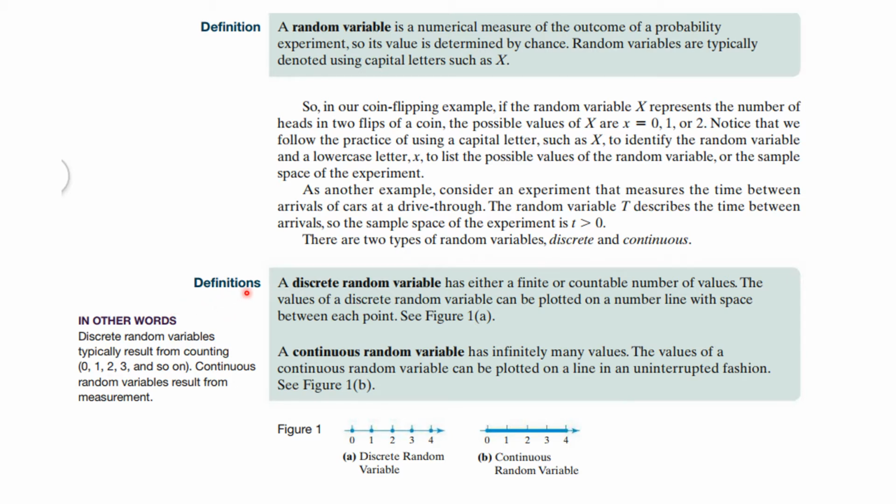So a discrete random variable either has a finite or countable number of values. The values of a discrete random variable can be plotted on a number line with space in between. So here's an example. A continuous random variable has infinitely many values, and the values of the continuous random variable can be plotted on a line in an uninterrupted fashion, like this. In other words, discrete random variables typically result from counting, and continuous random variables result usually from measurement.